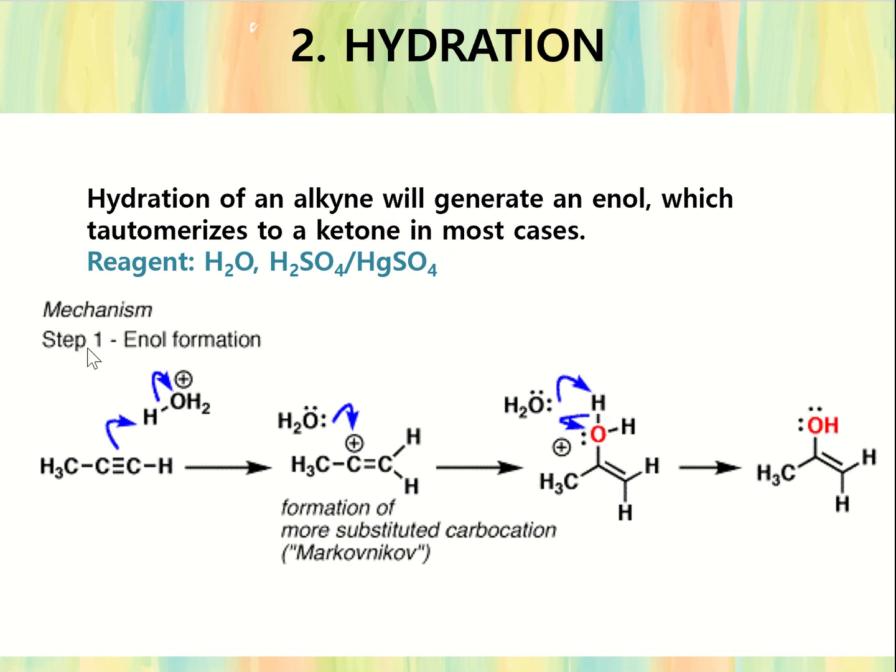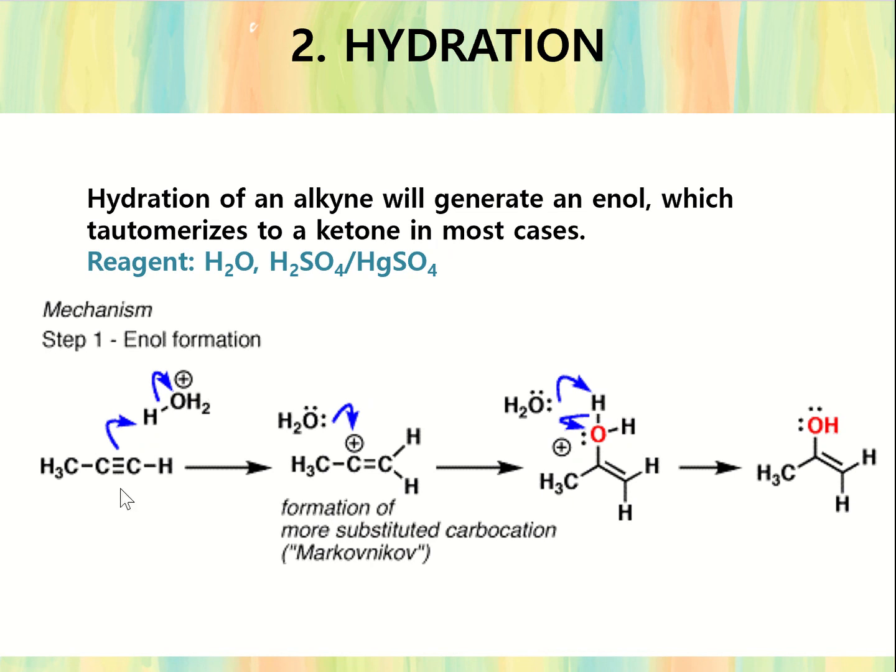For the first step of the mechanism, it involves the formation of the enol. As usual, when we see a term, we like to break it down. So this is the enol. The en is the alkene portion and the ol, the alcohol. So our first step involves the addition of the hydrogen. Clearly this is the hydronium ion which will liberate its proton.